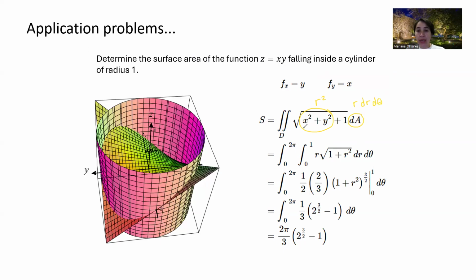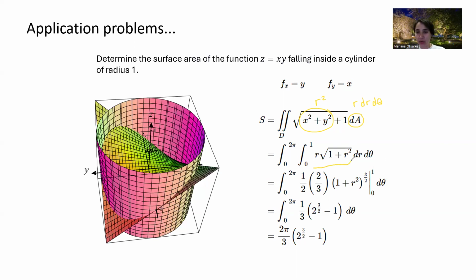And with that, we can establish that if this is a cylinder of radius 1, the radius is running from 0 to 1. That's what we have here. And because it's a whole turn, the angle is running from 0 to 2 pi. And with that, we can solve the equation.